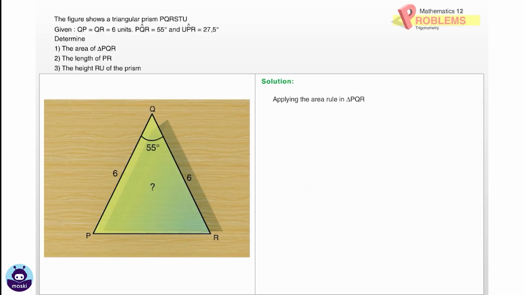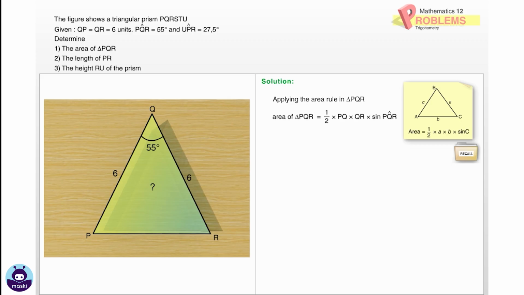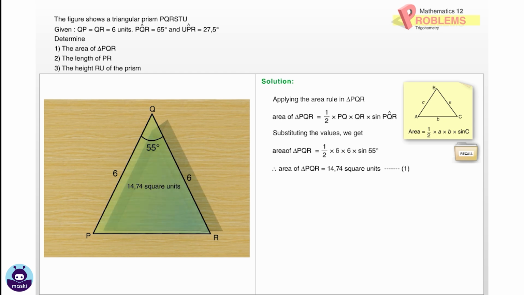Applying the area rule in triangle PQR. Area of triangle PQR equals 1/2 times PQ times QR times sine PQR. Substituting the values, we get. Therefore, area of triangle PQR equals 14,74 square units.